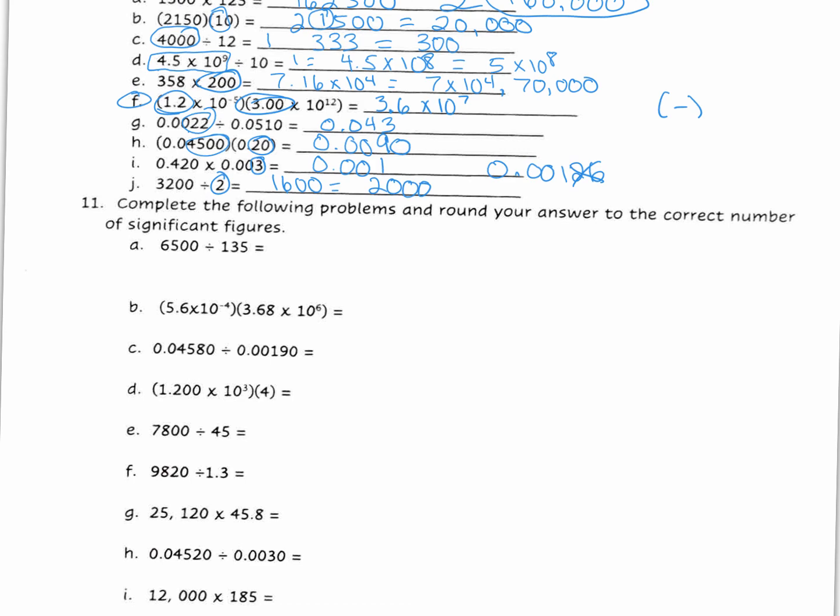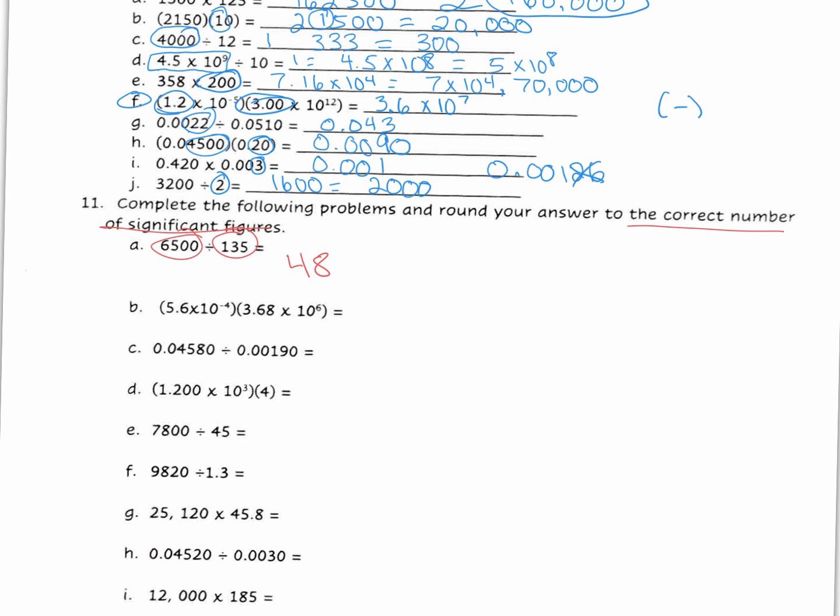Okay, so this is just entering this in your calculator, and we want to have the correct number of significant figures. So we have to pay attention to that. So we've got 2 here, 3 here, so my answer can have 2. So 6,500 divided by 135, and the answer is simply 48.